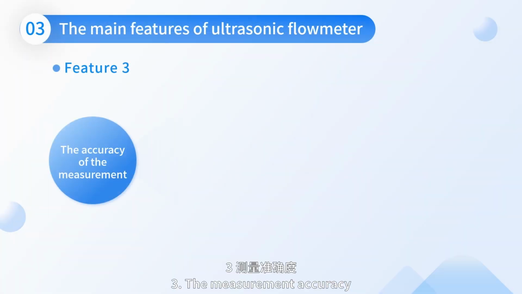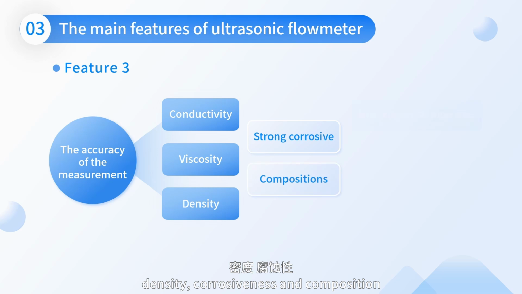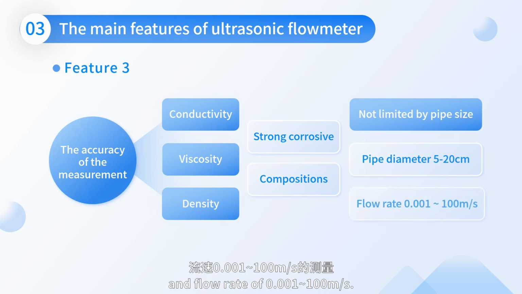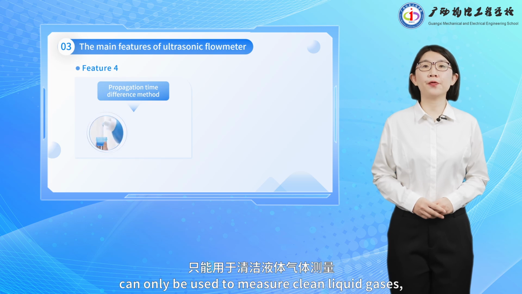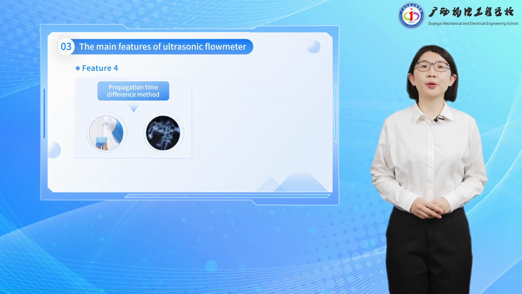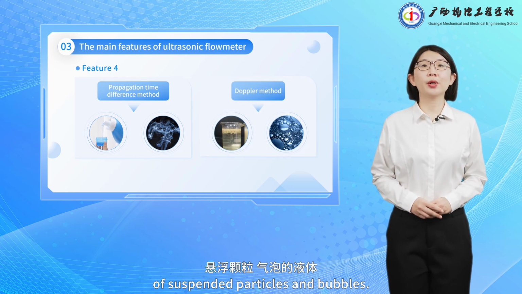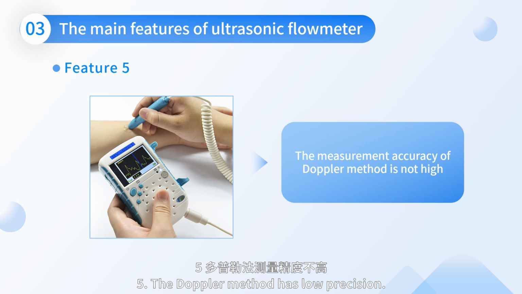3. The measurement accuracy is not affected by the conductivity, viscosity, density, corrosiveness, and composition of the fluid, nor is it limited by the diameter of the pipe. It is commonly used for measuring pipe diameters of 5 to 20 centimeters and flow rates of 0.001 to 100 meters per second. 4. The propagation time difference method can only be used to measure clean liquids and gases, while the Doppler method can only be used to measure liquids containing a certain amount of suspended particles and bubbles. 5. The Doppler method has low precision.